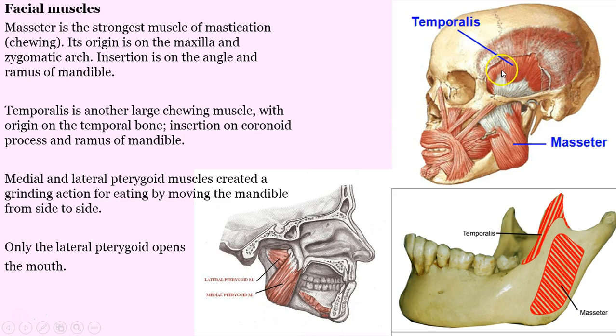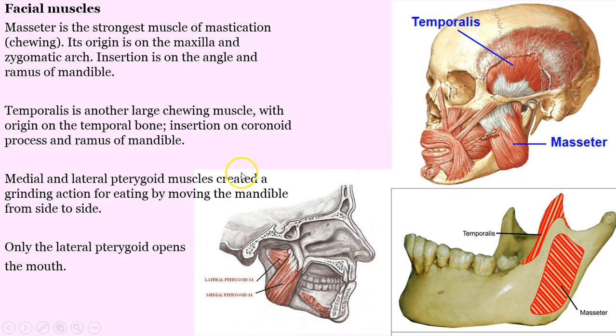Temporalis, another huge muscle for chewing. Insertion on the coronoid, that's what I was getting a little confused here. This is the coronoid. It's the frontal process of the jawbone. There's a coracoid in the back. And of course the origin on the temporal bone here. Good name for that muscle. So these are the two powerful chewing muscles.